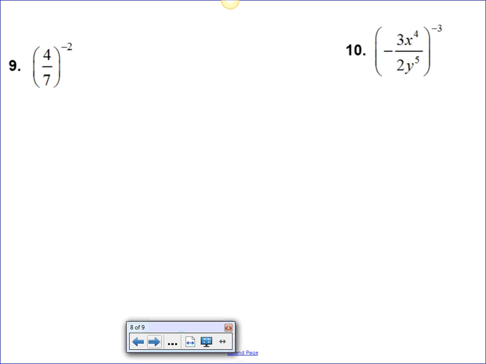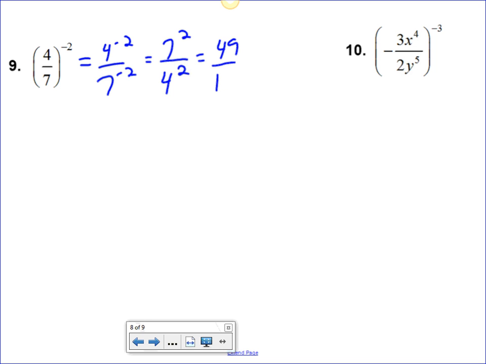So now, another example, a little bit different twist on it. So first of all, we've got 4 to the negative 2 on top and 7 to the negative 2 on bottom. Oh, excuse me. So how can I deal with that? Well, I can just flip it around. And I would have 4 to the second on the bottom, 7 to the second on top. So that becomes 49 over 16.